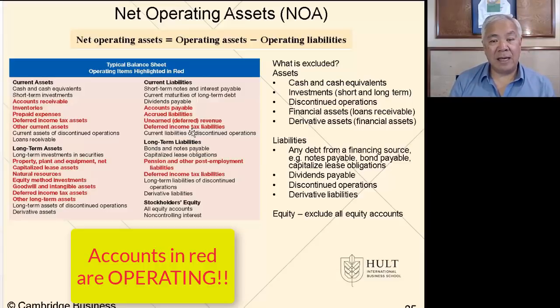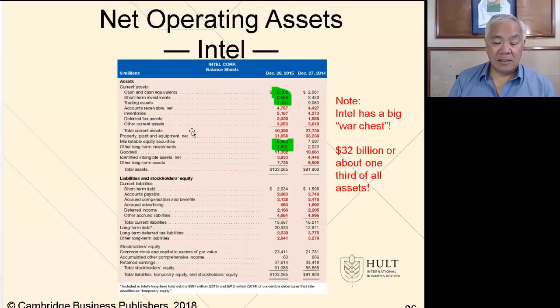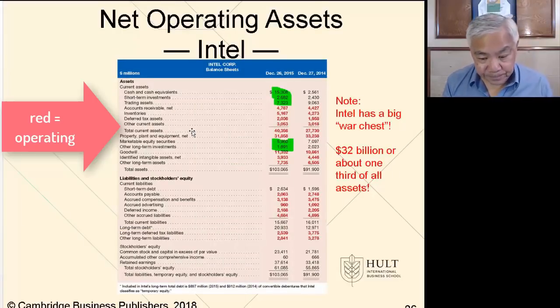So if we take a balance sheet and we look at all these things in red and we pluck those out and we subtract the operating liabilities from the operating assets, we get NOA. So that's what I'm saying. Whoa, we're in the weeds having to dig through line items to get one number, NOA. So let's look at Intel as our example. So what's in red are operating, what's in black are non-operating. The thing I wanted to point out is look at all the stuff in green for 2015.